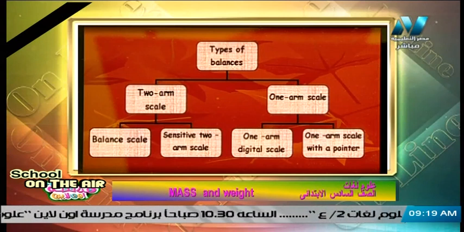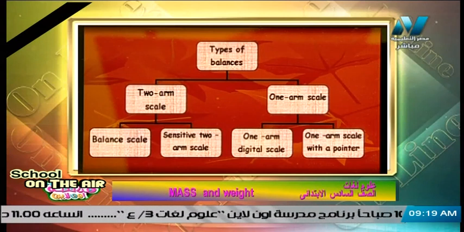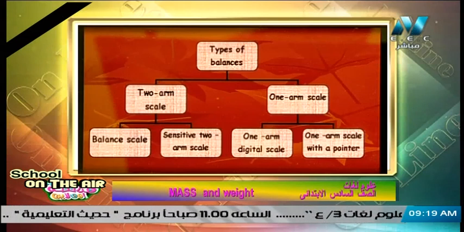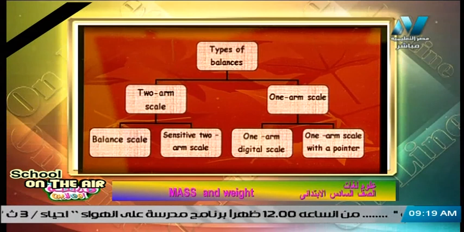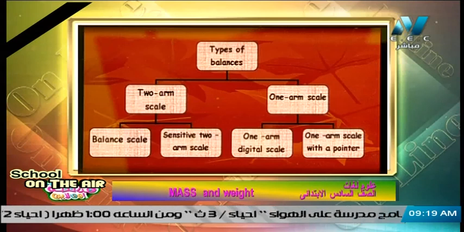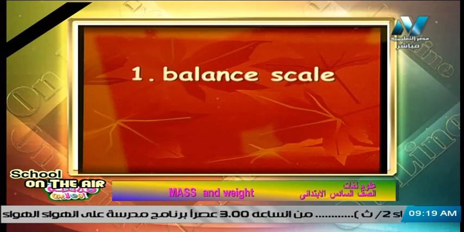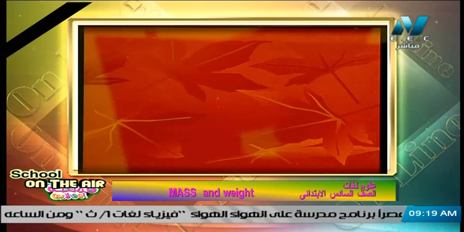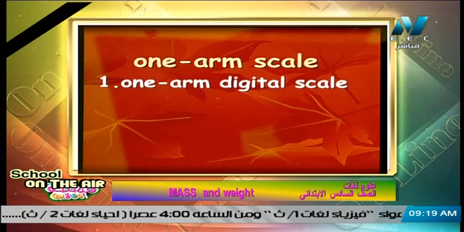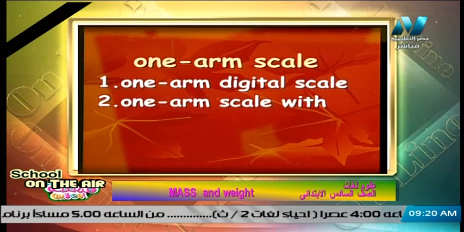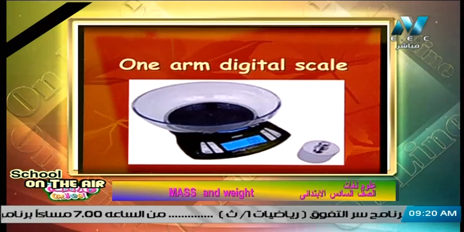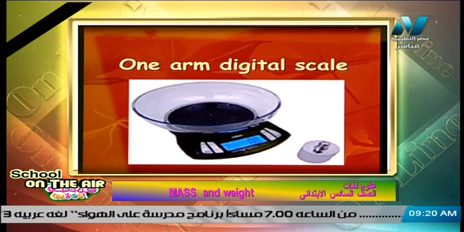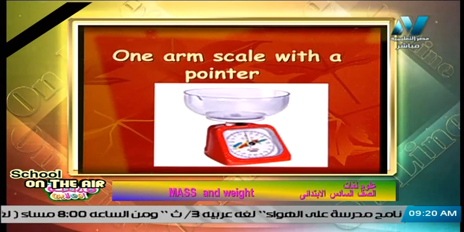Again, types of balance. Number 1, two arm scales, such as the balance scale and the sensitive two arm scale. Number 2, one arm scale, like the one arm digital scale, and the one arm scale with pointer. One arm digital scale, as we see, and one arm scale with pointer.